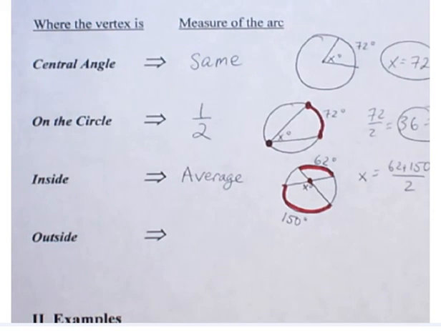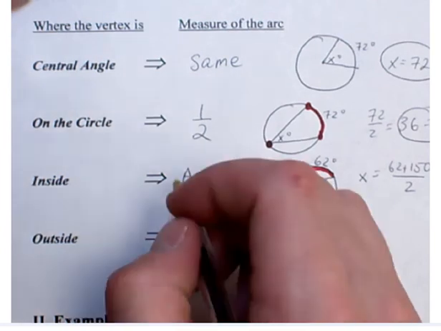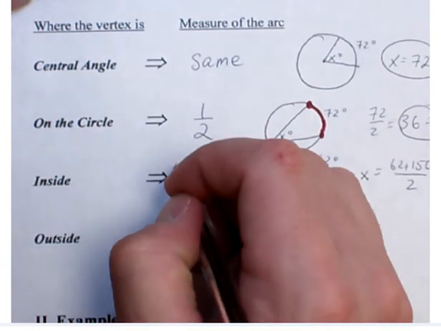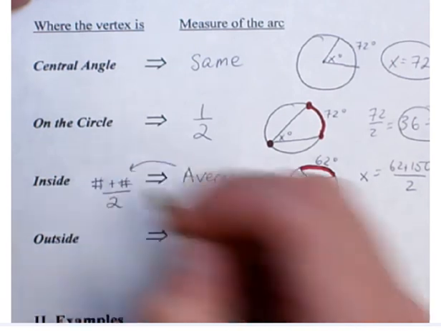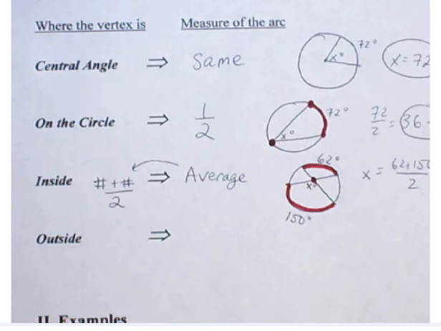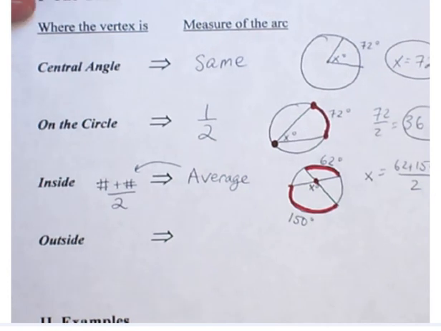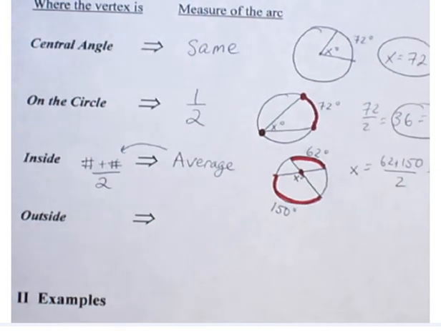So we have central angle is the same as the arc measure. On the circle is 1/2 the arc measure. Somewhere inside is average. Remember that an average is you just take a number plus another number divided by 2. If you average two numbers, all you do is you add them up and divide by 2. The question is, what happens when the angle is outside the circle, when the vertex is outside?